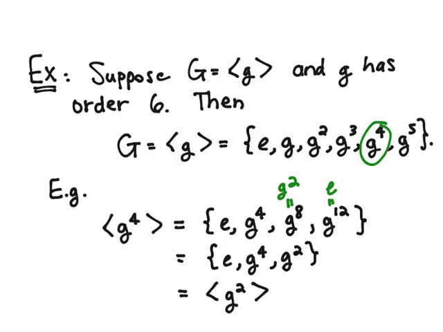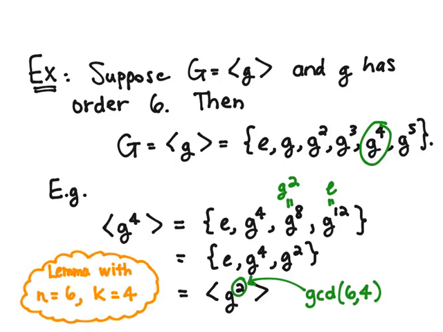Notice here this is the same thing that we would have gotten if we had taken the subgroup generated by g squared. And that power of 2 there is exactly the GCD of 6 and 4. So if you flip back to the statement of the lemma on the previous slide, you'll see that what we've found here is exactly the statement of that lemma in the case where n, which is the order, is equal to 6, and k, which is the power of g we're studying, is equal to 4.